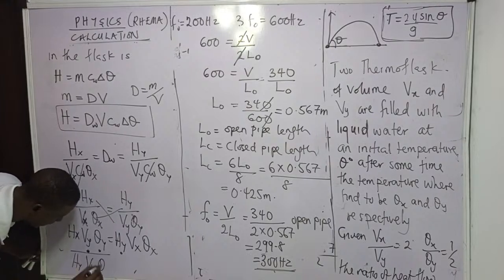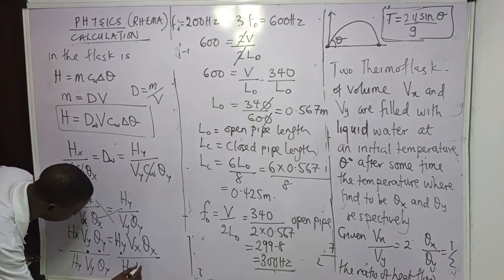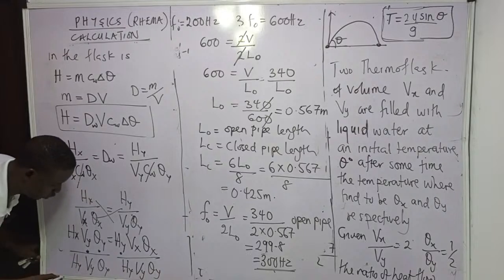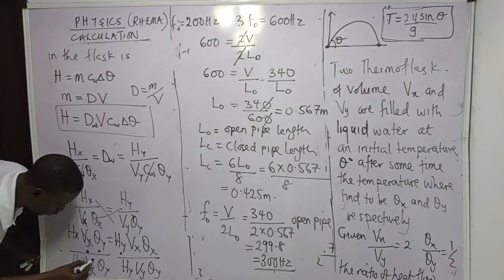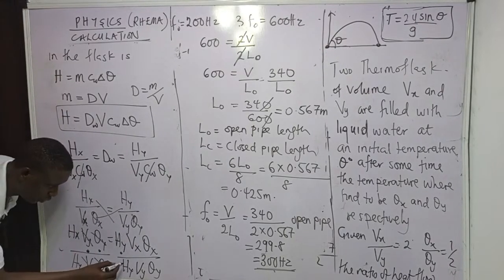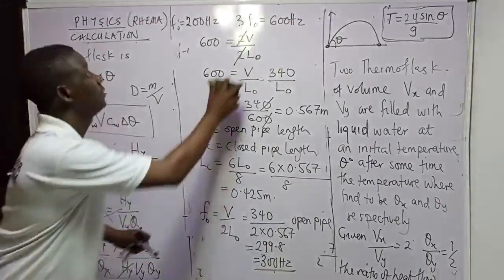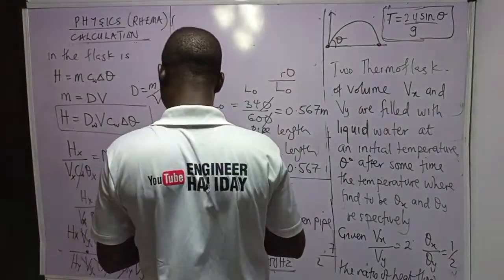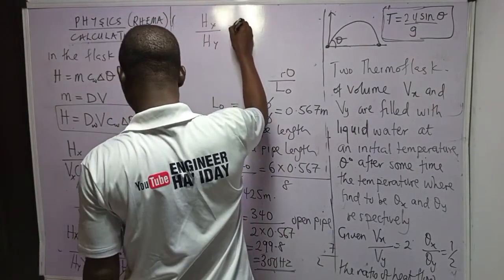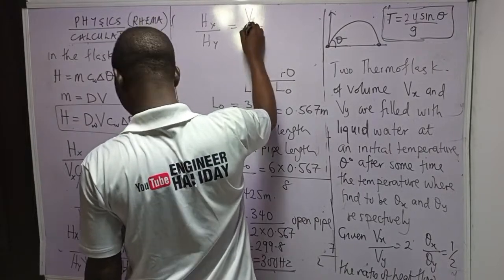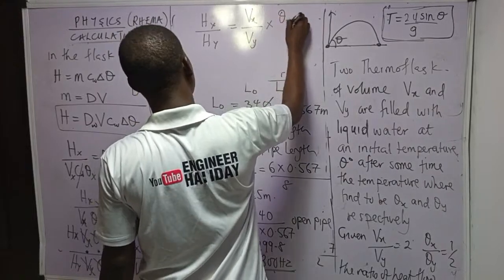Vy theta y over what? Hy Vy theta y. So what do we have? This one will cancel. This one will cancel. So what you cancel again? So what do we have now? Finally, we can now solve what is in this there. Hs over Hy equal to what? Vs over Vy times what? Theta s over theta y.